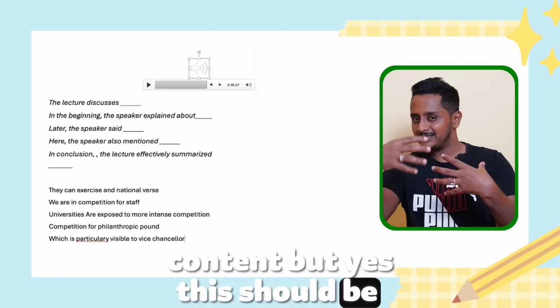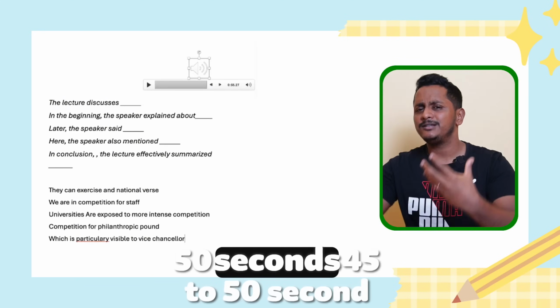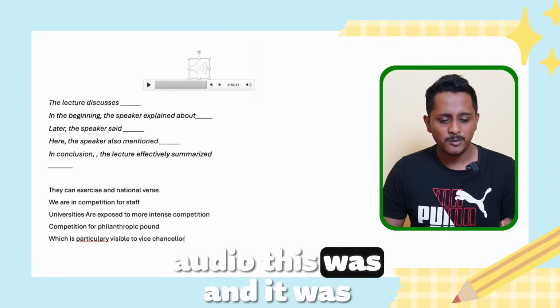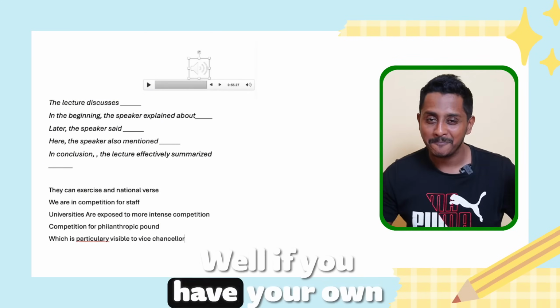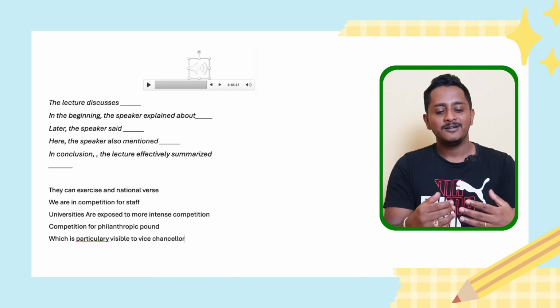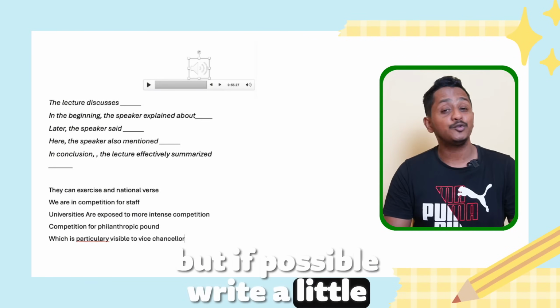Well, this could be a little less content, but yes, this should be fine. But if you can add a little more, see audios like this, probably 45 to 50 second audio, this was super crazy. The accent was difficult to get. Well, if you have your own excuses, then at least small 5 phrases like this should get you scores.